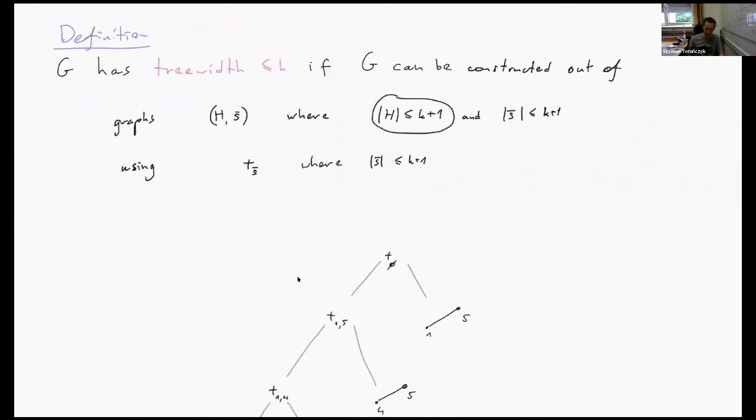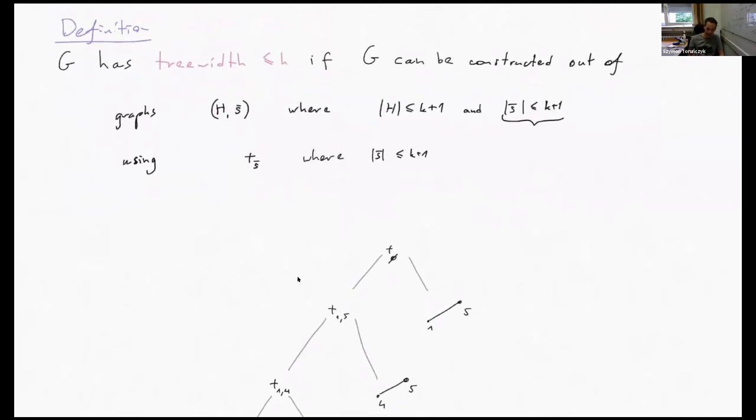Where the graph, the basic building blocks are graphs with at most k plus one vertices, and at most k plus one of them are distinguished as constants. So those are pairs, a graph with some distinguished vertices.